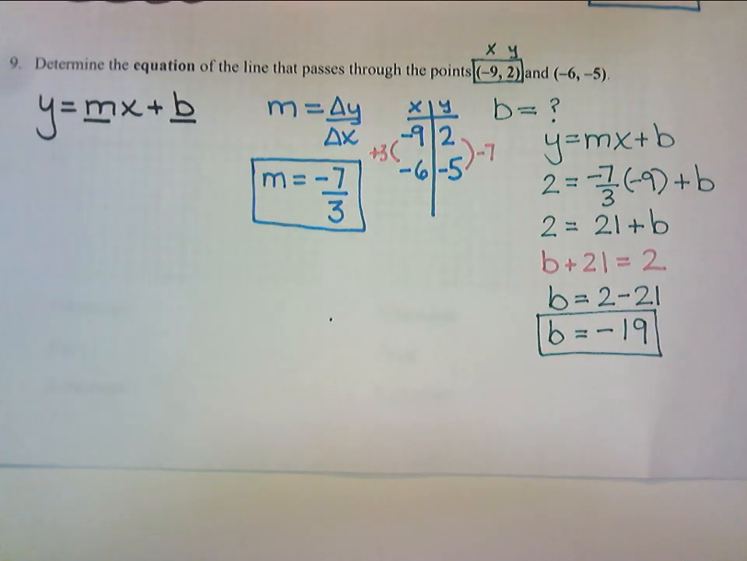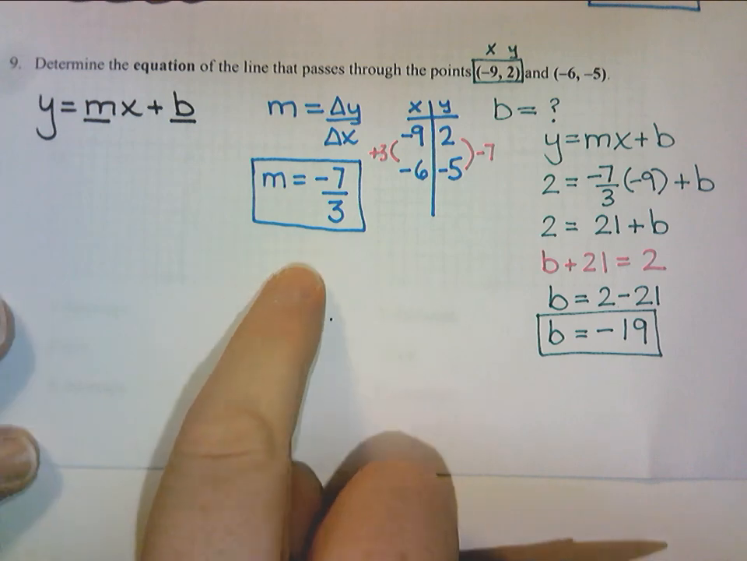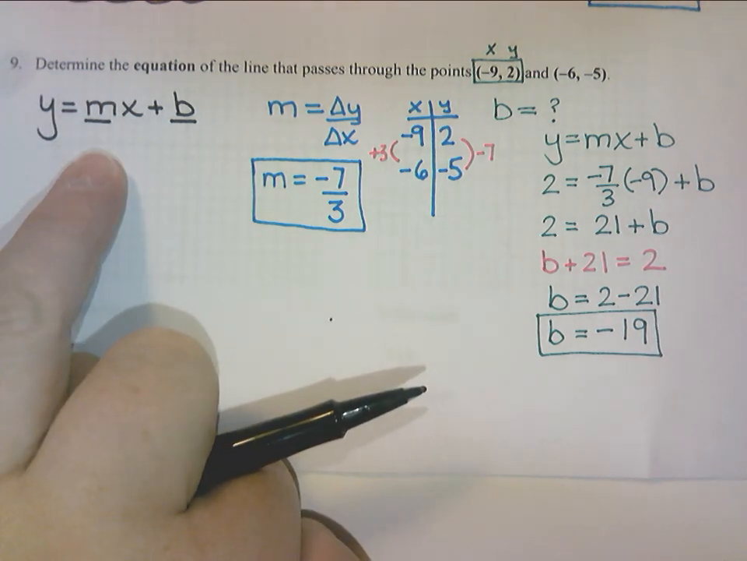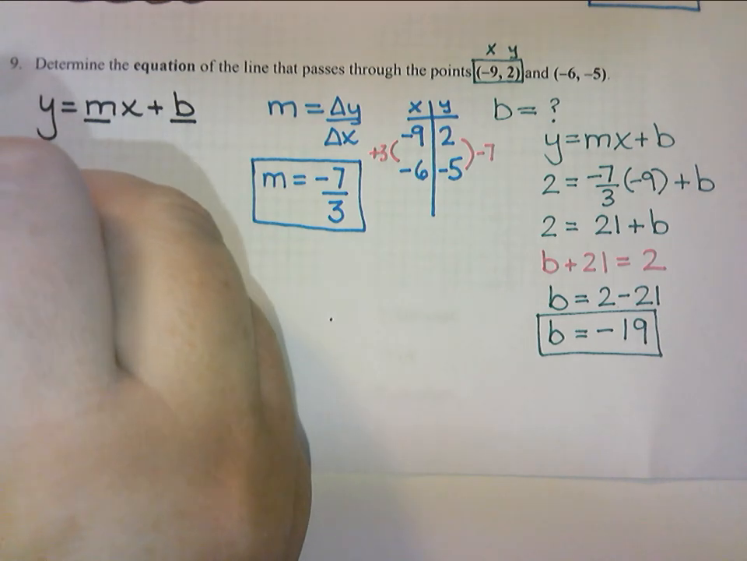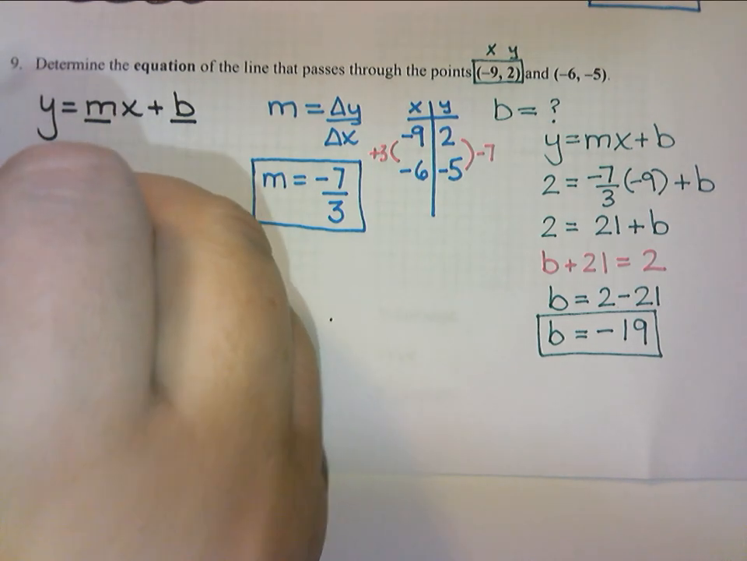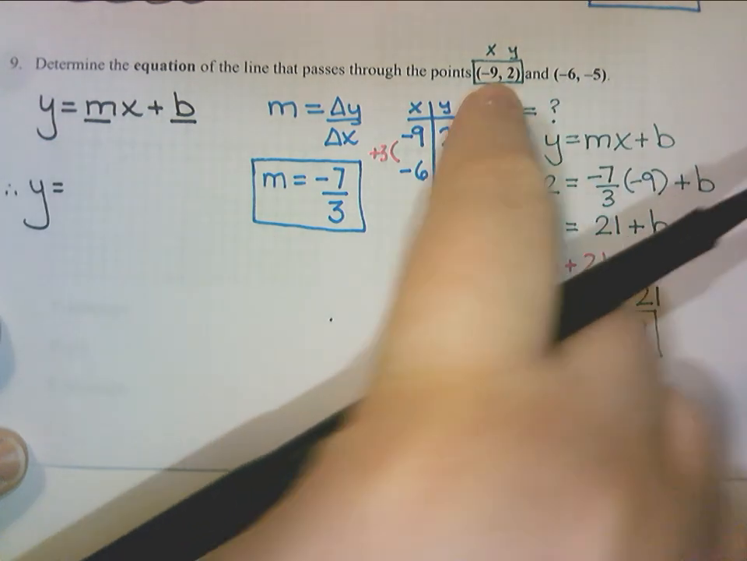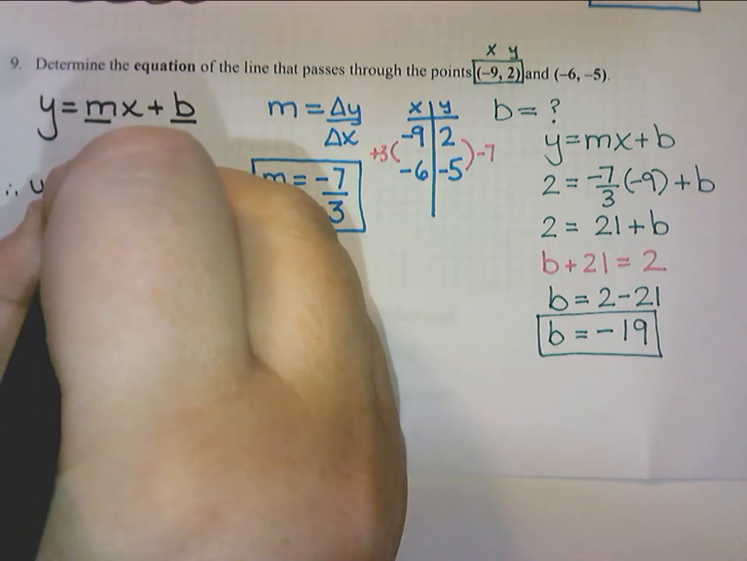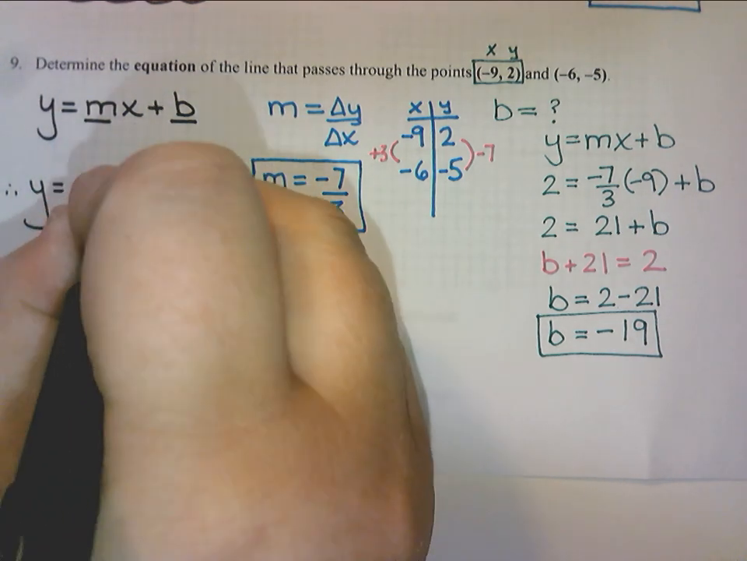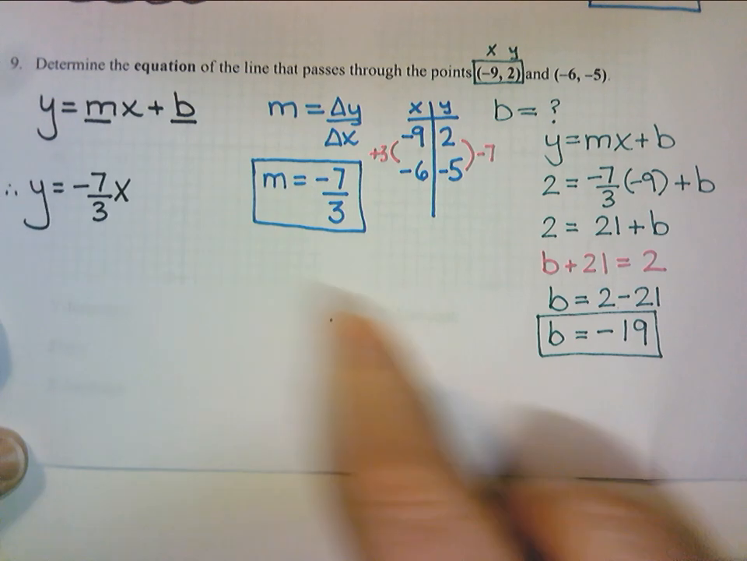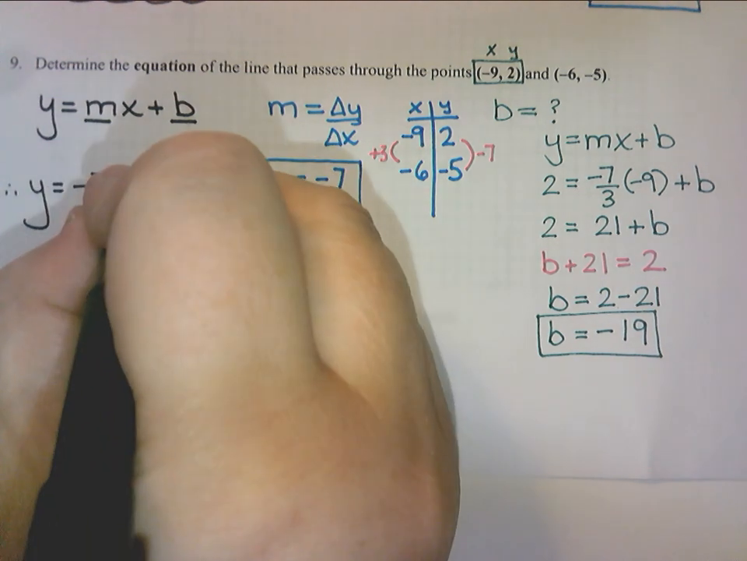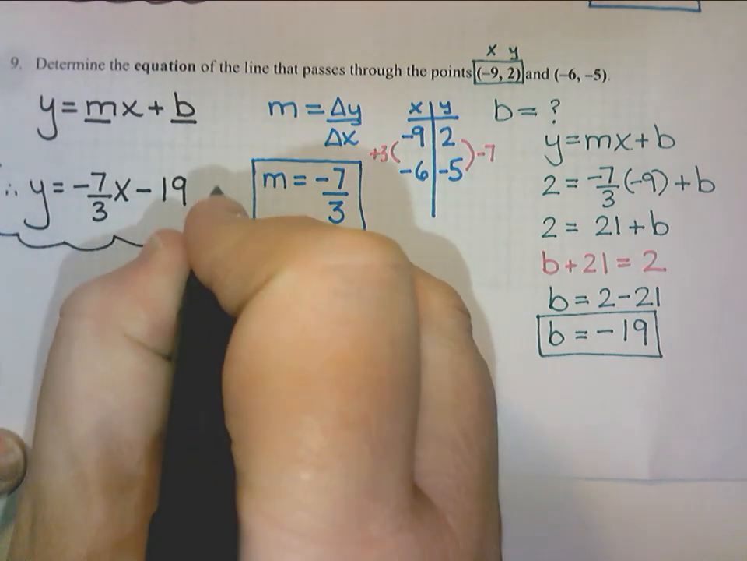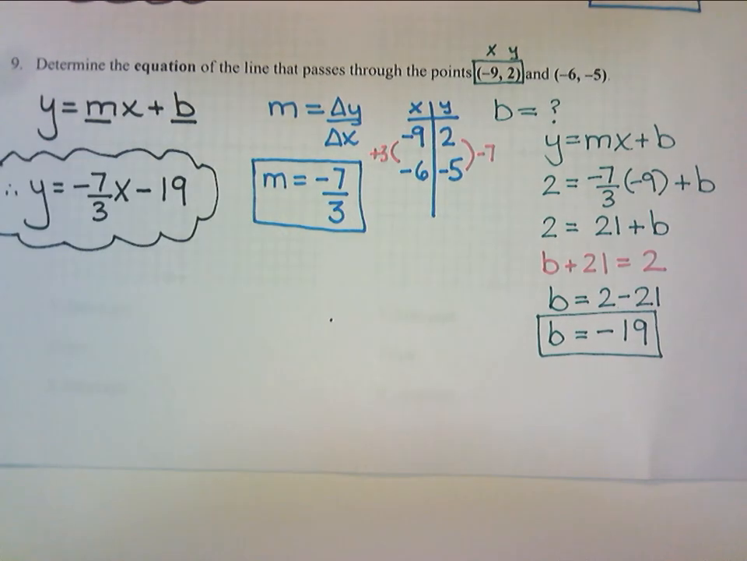Okay, so now that I have my slope and I have my y-intercept, all I need to do is put them into that equation. So we're going to get y equals, I'm not putting a number in for y. We're not using either of those points. We're using the letter. But I am going to put a number in for m. So I have negative 7 over 3. We're leaving x as the letter. And then our b is negative 19. So I'm going to write minus 19. And there is our final equation.